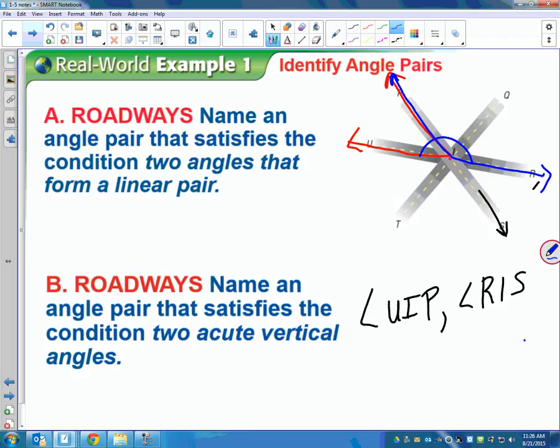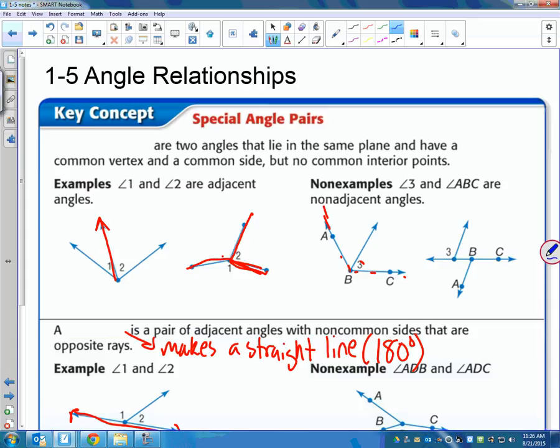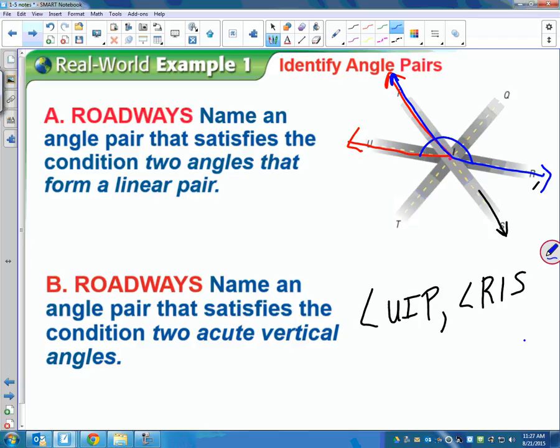That's a linear pair. They have to make opposite rays, right? Let's go back to that definition. They're opposite rays, which means they have to go in opposite directions, right? The side they don't share has to go in opposite directions. That's how I know it makes a straight line. So this is opposite of this. What do you think?